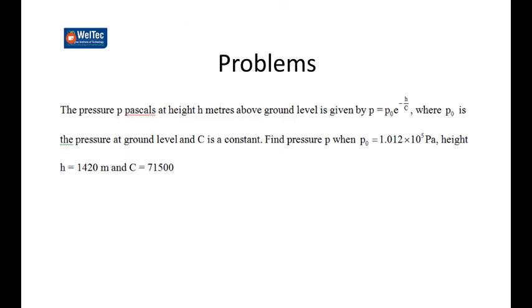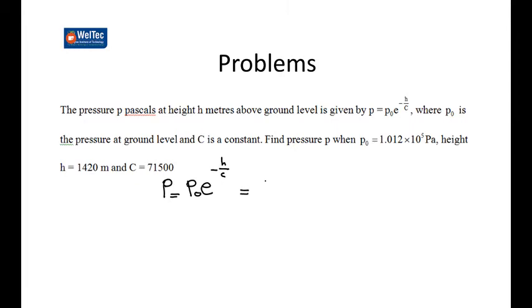First question: pressure P in pascals at a height of h meters above the ground level is given by P equals P naught e to the negative h over c. And we're given what P naught is, we're given the height, and we're given the value of c. So all we have to do is put the figures in to find P.